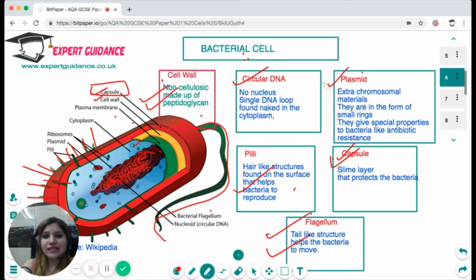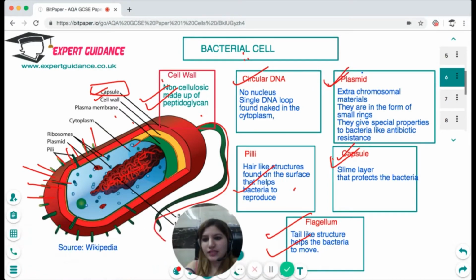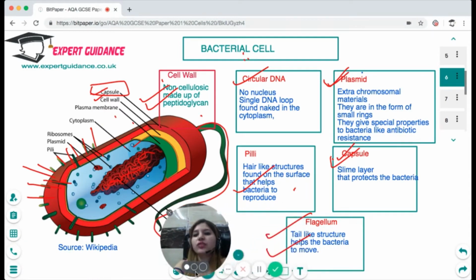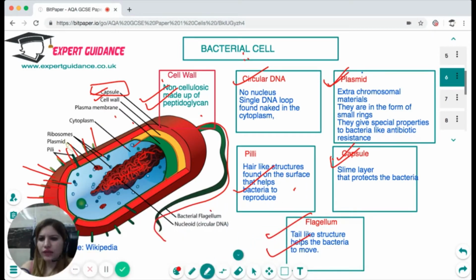and it has some extra chromosomal material. You can see here they have plasmid. Now, plasmids are the extra chromosomal materials which are found in the bacteria. So you can see these extra stretches of DNA. These are plasmids, and they are in the form of small rings, and they give special properties to bacteria like antibiotic resistance. Okay, so I hope all these organelles, the labeling and their functions are clear to you.